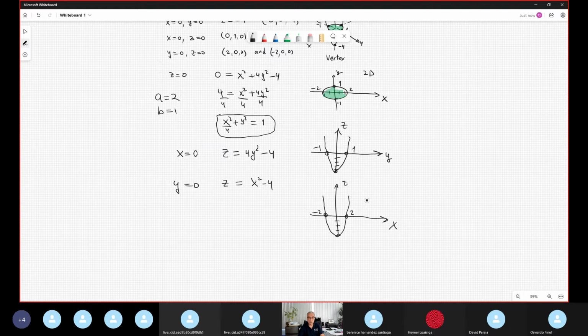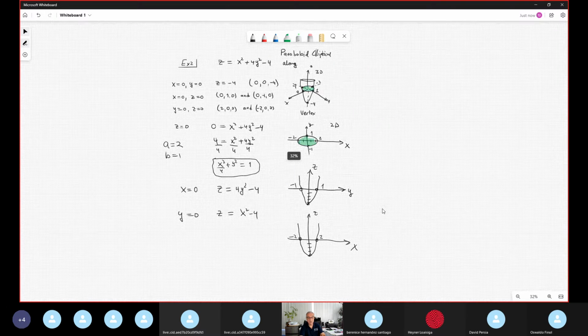The paraboloid, guys, is a surface in which in one lateral view is a parabola, in another lateral view is a parabola, and in another lateral view is an ellipse. That is the reason that the name is elliptical paraboloid. Clear? Or confusing?